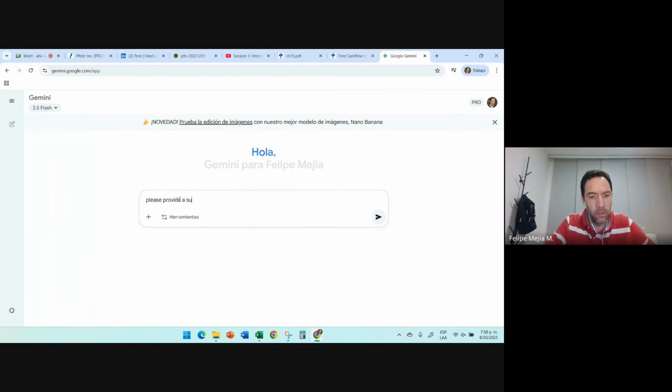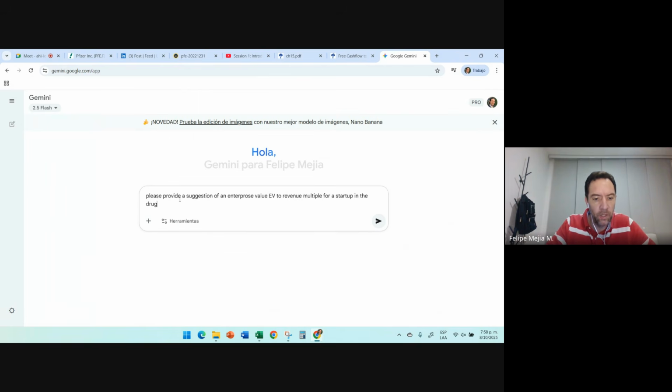Please provide a suggestion of an EV to revenue multiple. I'll show you what EV means in just a couple minutes. But since the person we're talking about, who works in a startup here, used to work in investment banking, he knows what EV means, which is enterprise value. Please provide a suggestion of an enterprise value to revenue multiple for a startup. I'm going to make up the segment in the drug biotechnology sector.